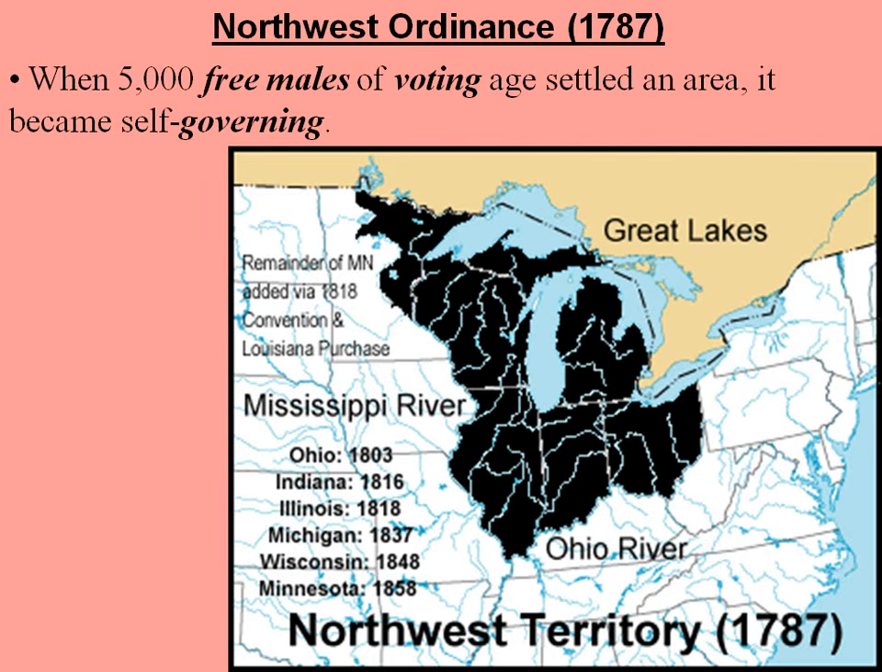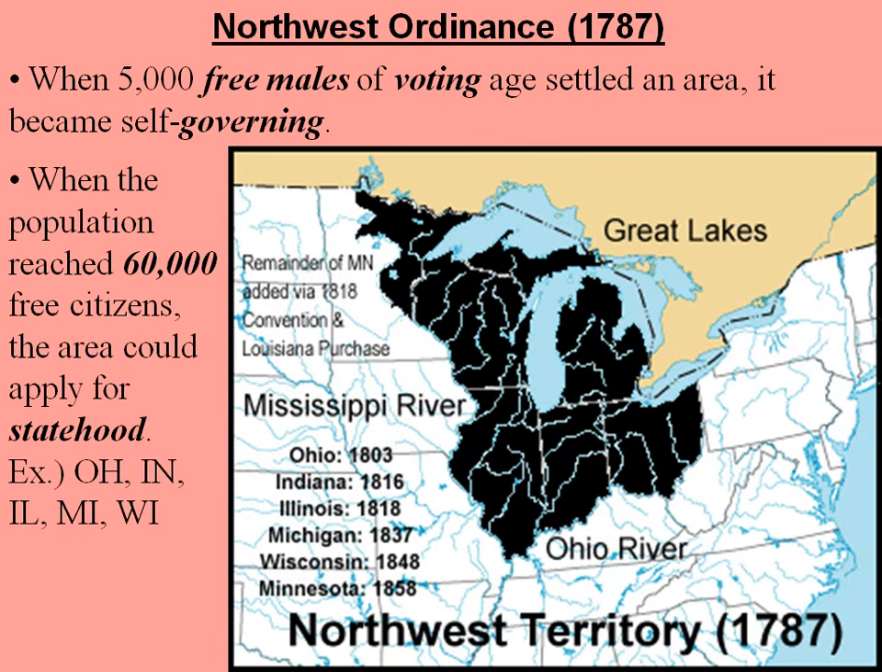Okay, the Northwest Ordinance. When 5,000 free males of voting age settled in an area, it became self-governing. When the population reached 60,000 free citizens, the area could apply for statehood, and 5 new states are going to be created out of this Northwest Ordinance. That's Ohio, Indiana, Illinois, Michigan, and Wisconsin. Slavery was outlawed.